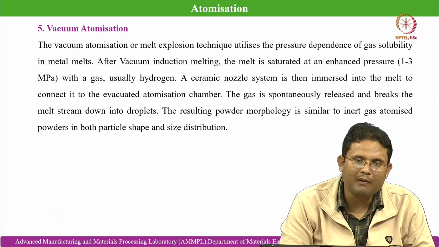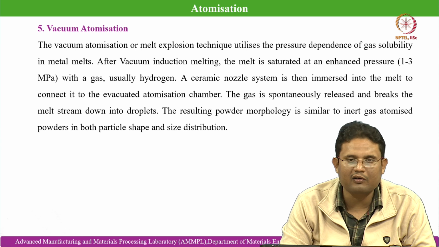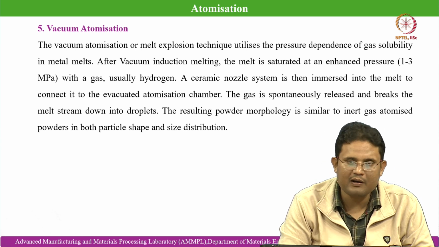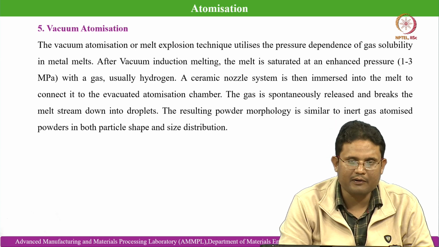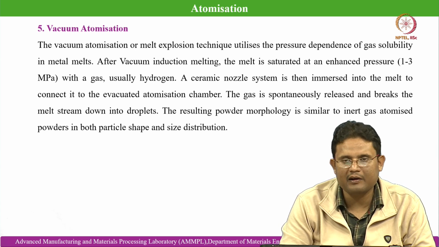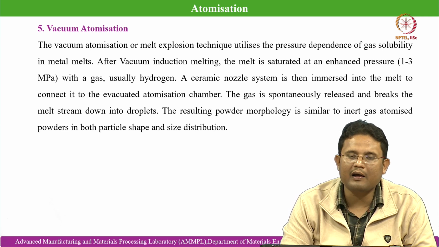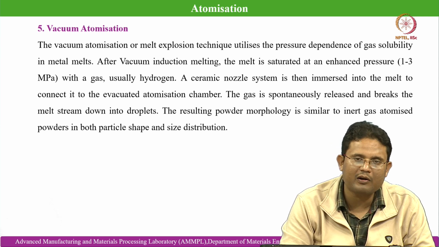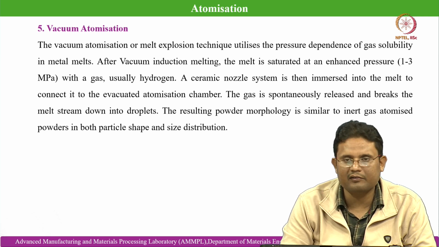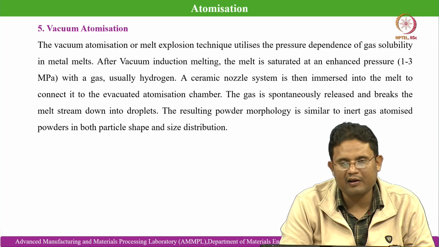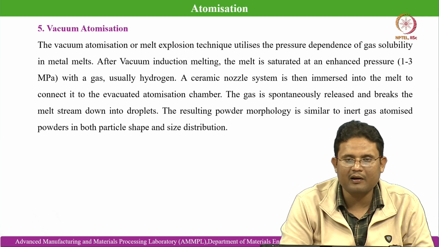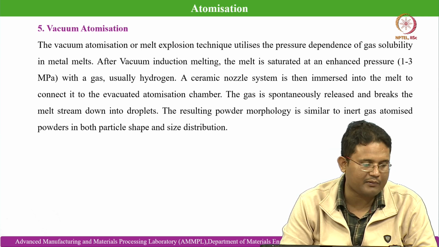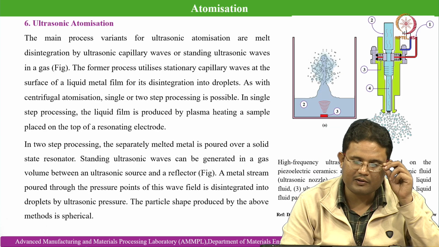So, the resulting powder morphology is similar to inert gas atomized powders in both particle shape and distribution. So, then vacuum atomization is useful for particular melts where there is a risk of getting oxidization, and also when the impingement of the liquid stream or even the cool inert gases may cause inferior properties and size attributes, or maybe chances of oxidation of the powder particles that are getting generated from the melt stream. So, in those cases vacuum atomization fits the bill.